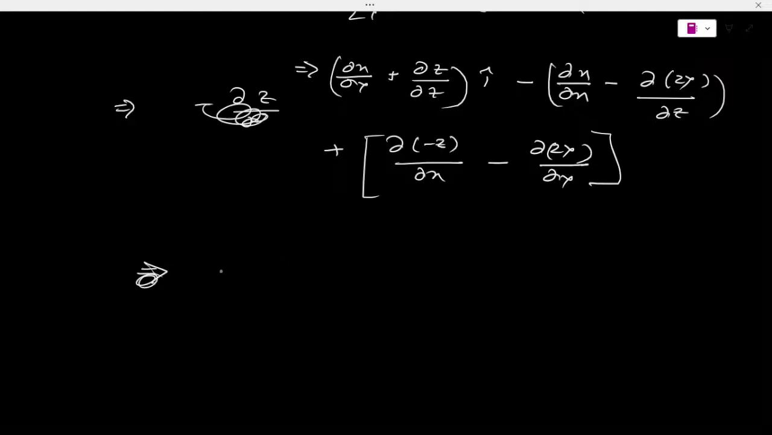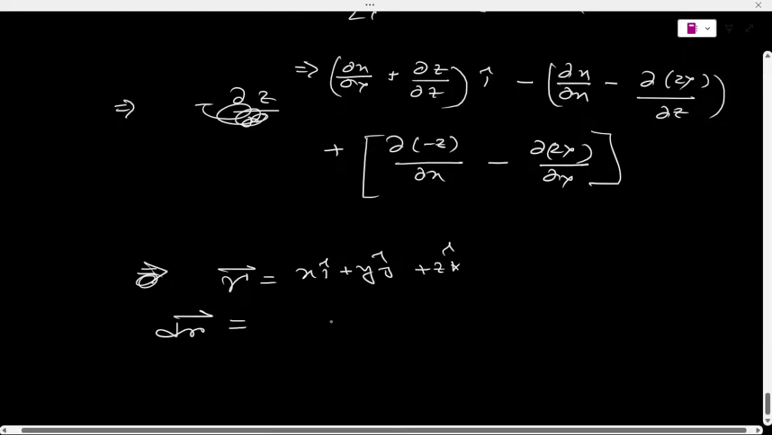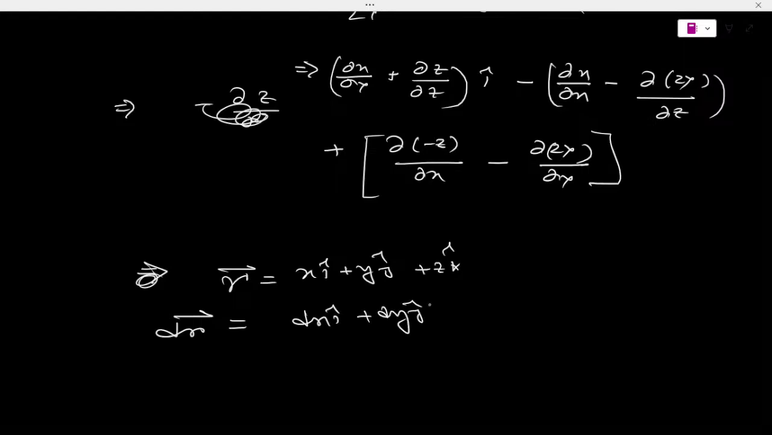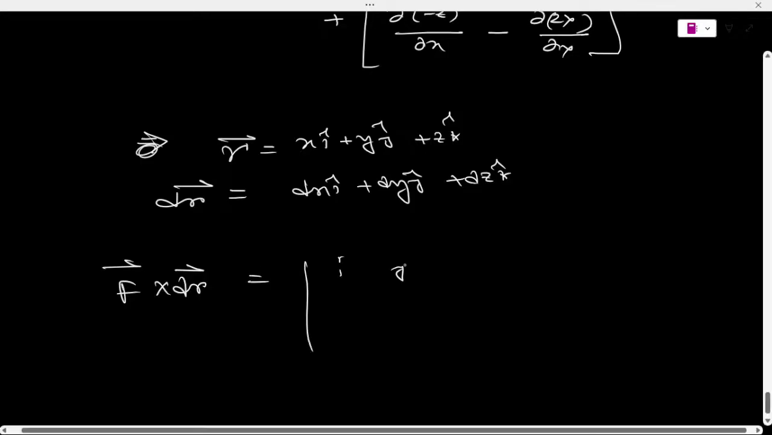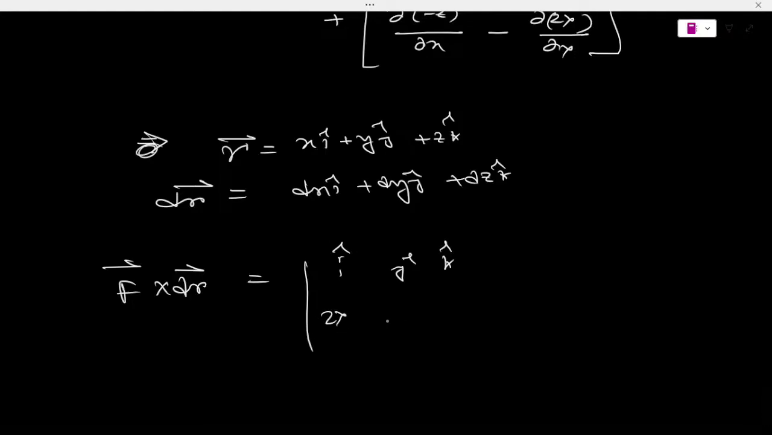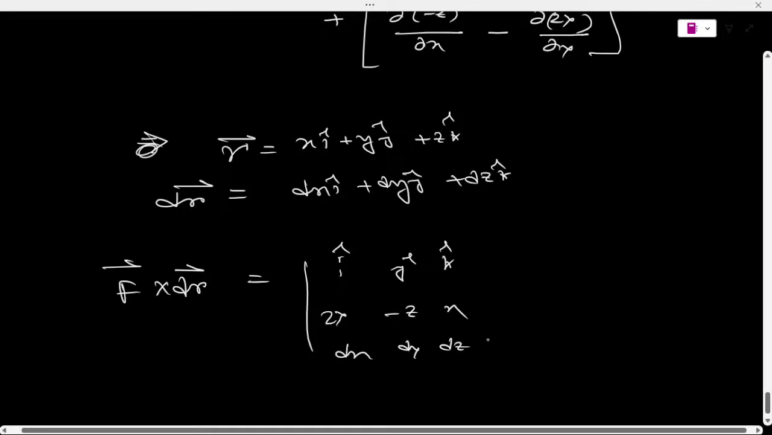So before reaching that solution or equation, let's say r is equal to x i, y j, and z k. So del of r will be what? It represents dx i, dy j, dz k. So after that, F dot dr vector. Okay, so it will be represented with i, j, and k, then 2y, minus z, x, and dx, dy, dz.